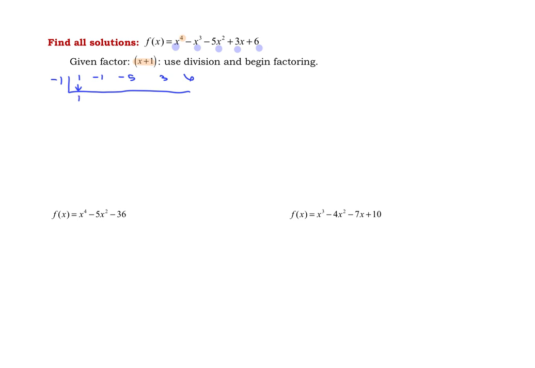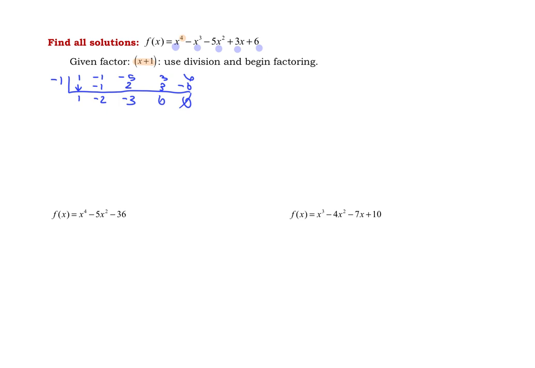So I bring down that 1. Negative 1 times 1 is negative 1. Negative 1 times negative 2 is positive 2. Negative 1 times negative 3 is positive 3. So that's 6. Negative 1 times 6 is negative 6. There's my remainder of 0.